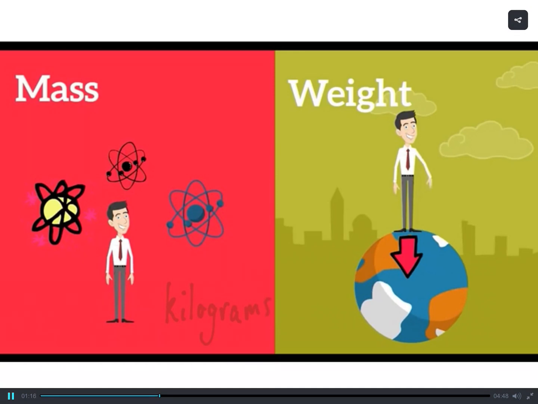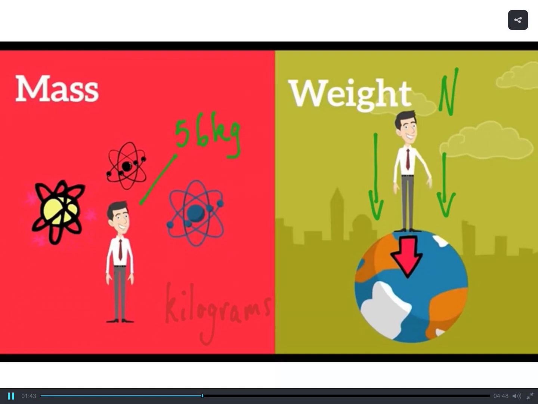Whether you're on the moon or on Earth, your mass doesn't change. There is still the same amount of you. So no matter where you are, for example, say you weigh 56 kilograms, your mass will always stay the same. Your weight, on the other hand, changes depending on how much gravitational pull there is. We measure that in newtons.